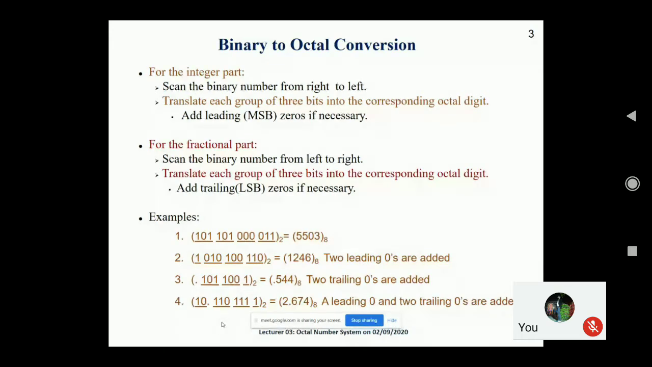Again, if we use both fractional and integer parts, see here, 0, 1, 0. First we consider the integer part. Only one 0 is required because the group is 1, 0, and to make a 3-bit sequence we need 0, 1, 0, which is 2. Then 110 is 6, 111 is 7, and 100 is 4. Two zeros are required on the LSB side. So here one leading 0 is added in the MSB, and 2 zeros are required in the LSB.